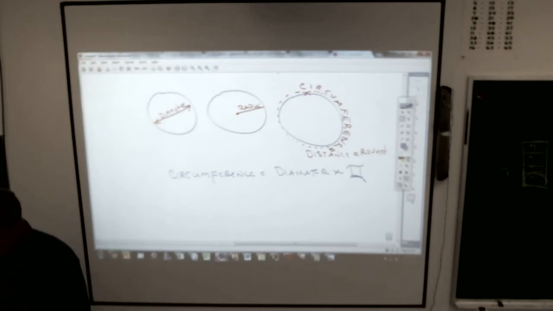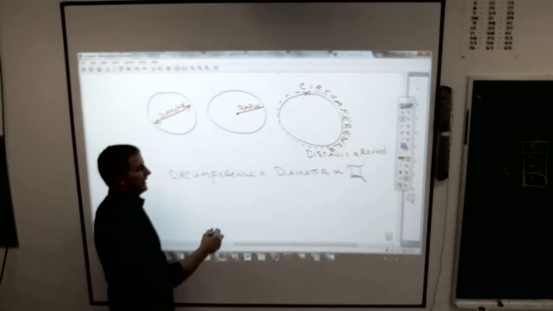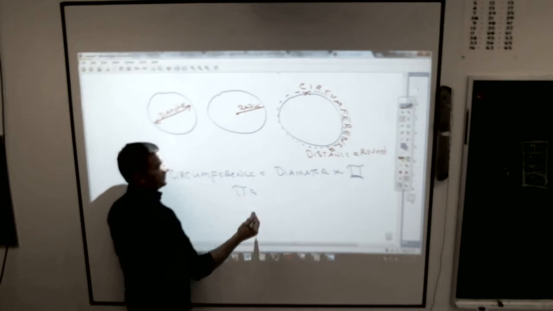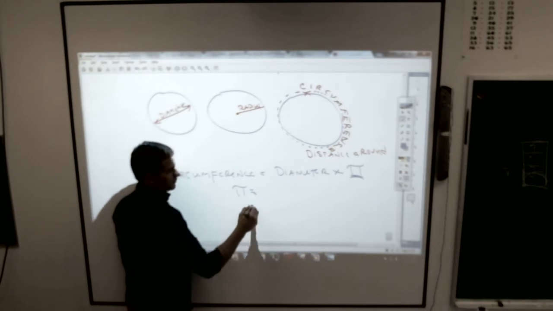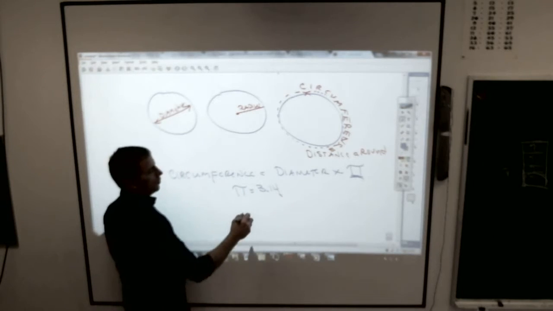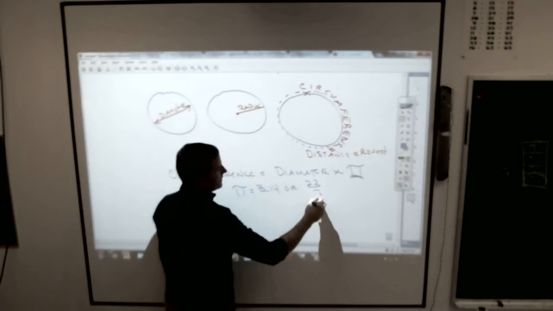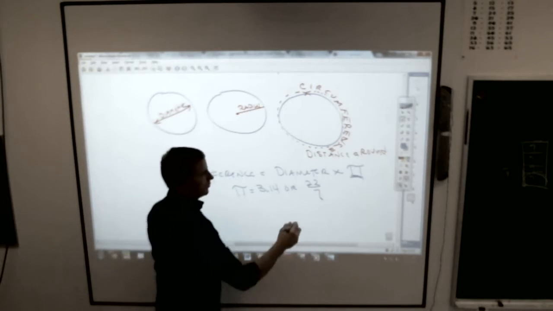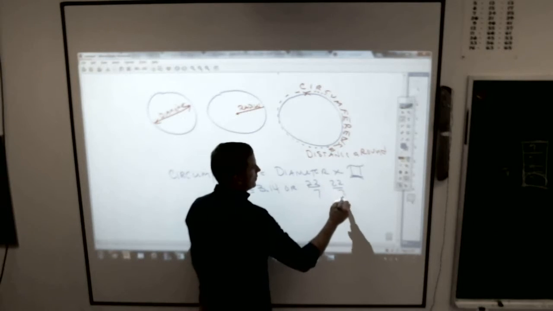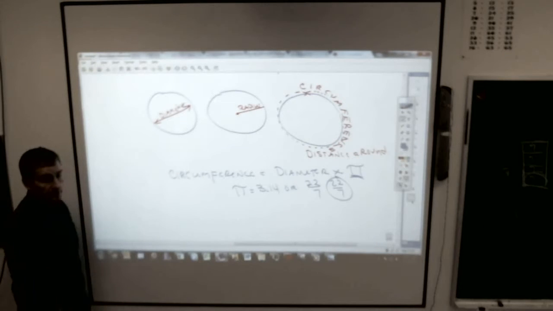Now you have to remember, if you see that they don't ask you to keep it in terms of pi, your 2 choices, boys and girls, for pi, and the book will usually tell you which one to use, you could either use 3.14, or you can use 22 over 7. Why would you want to use 22 over 7? Anybody?